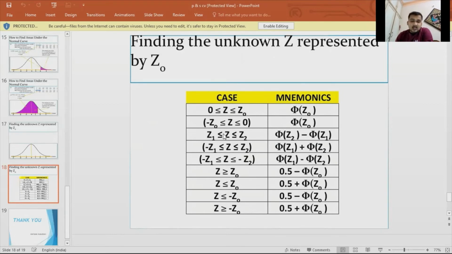These are the mnemonics. 0 less than or equal to z less than or equal to z0: Phi of z0. Minus z0 less than or equal to z less than or equal to 0: Phi of z0. z1 less than or equal to z less than z2: Phi of z2 minus Phi of z1. Minus z1 less than or equal to z less than z2: Phi of z1 plus Phi of z2. Minus z1 less than or equal to z less than minus z2: Phi of z1 minus Phi of z2. z less than or equal to z0: 0.5 plus Phi of z0. z less than minus z0: 0.5 minus Phi of z0. z greater than minus z0: 0.5 plus Phi of z0.